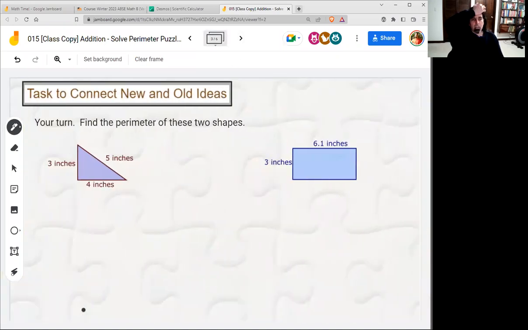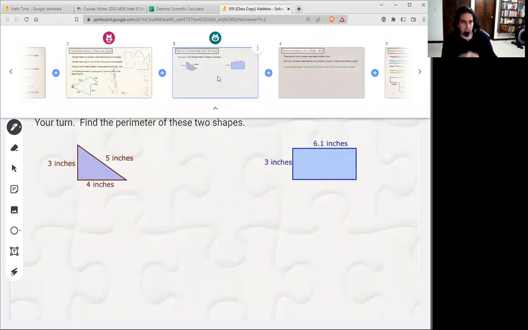Okay, your turn. What's the perimeter of these 2 shapes? And what I'm going to do now is a different thing with the Jamboard than we've done before. I have 3 people that have joined. So I'm going to make a copy of this page.